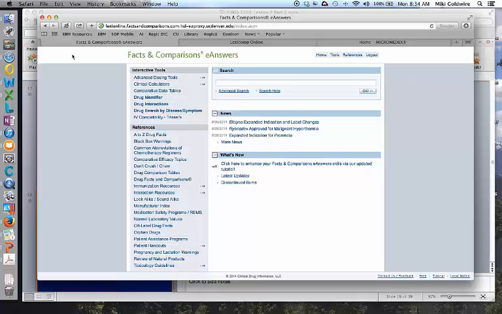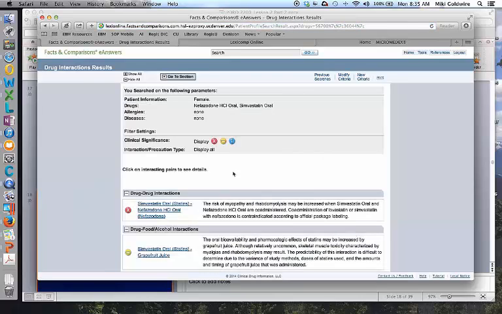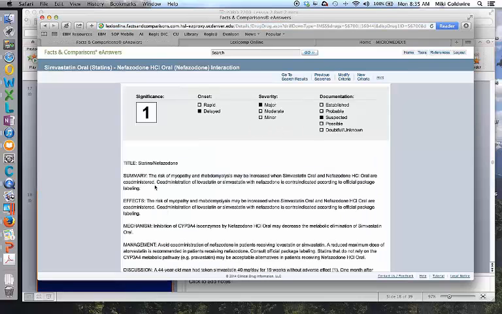So again, this is a drug-drug interaction. So let's just double check by putting in a drug interaction tool, and I just chose Facts and Comparisons. And we want to put in simvastatin and nefazodone, and then hit the go button. Oh, and we can see drug-drug interaction appear. Again, I click on the hyperlink to get the document.